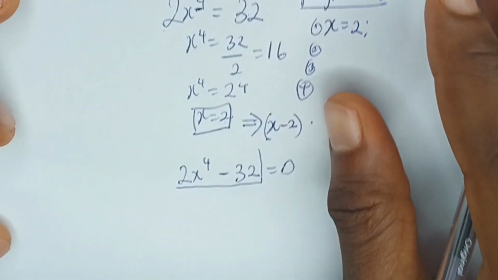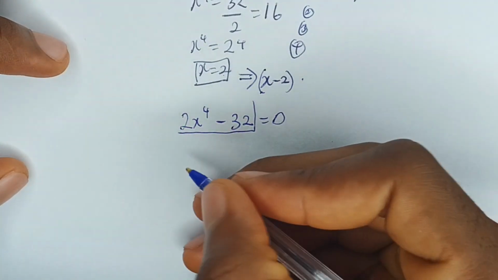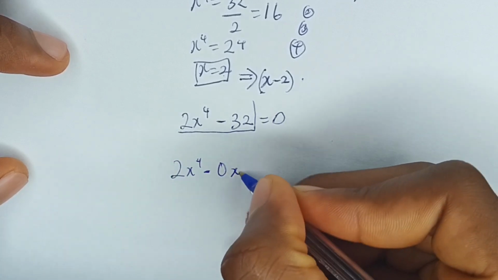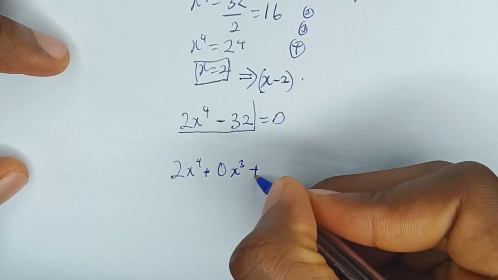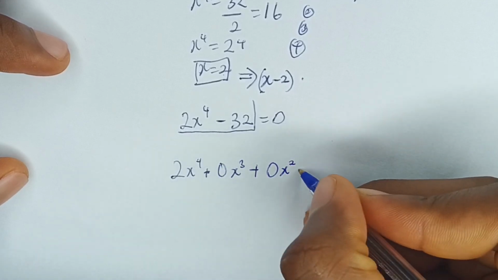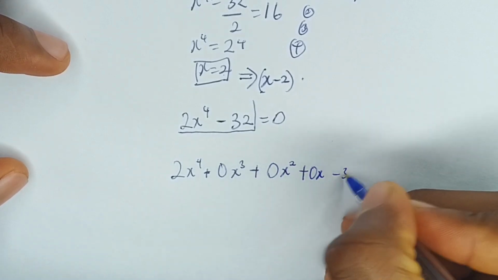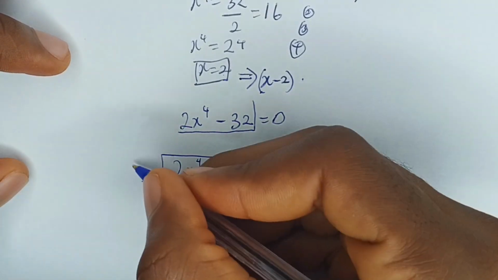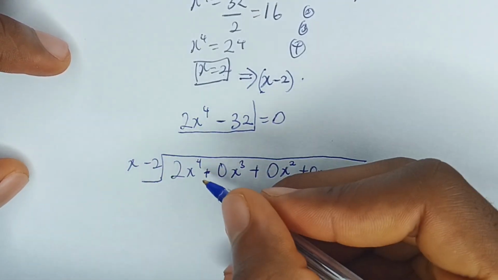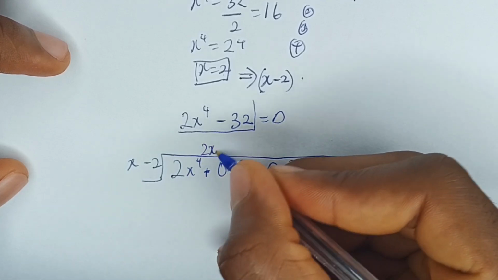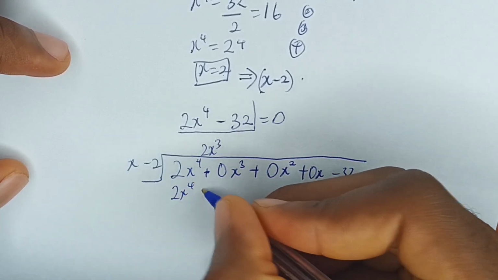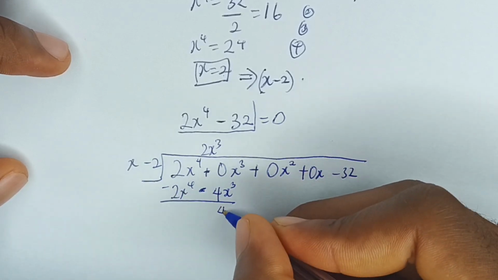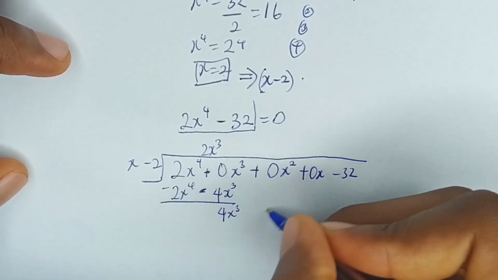Okay. So we're going to divide 2x raised to the power 4 plus 0x cubed plus 0x squared plus 0x minus 32. We're going to divide this by x minus 2. x into this is 2x raised to the power 3. We have 2x raised to the power 4 minus 4x cubed. And we subtract, we have positive 4x cubed.